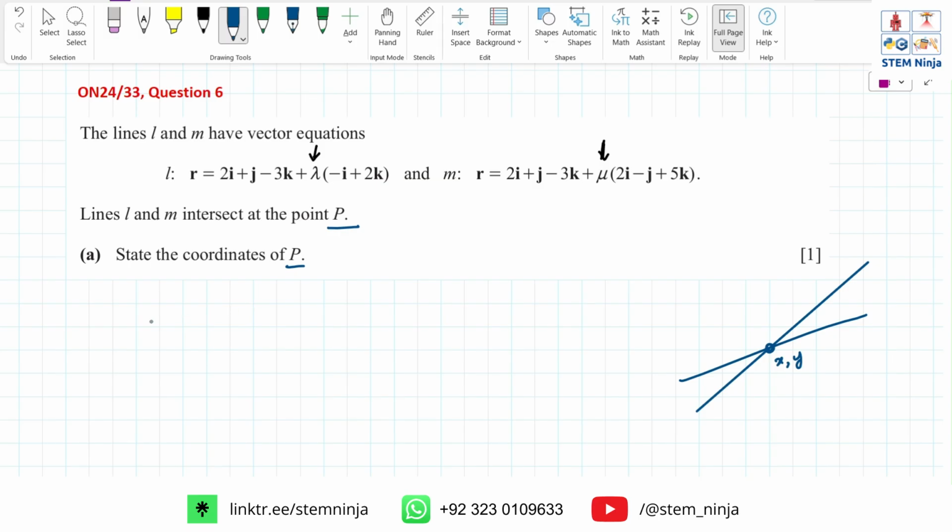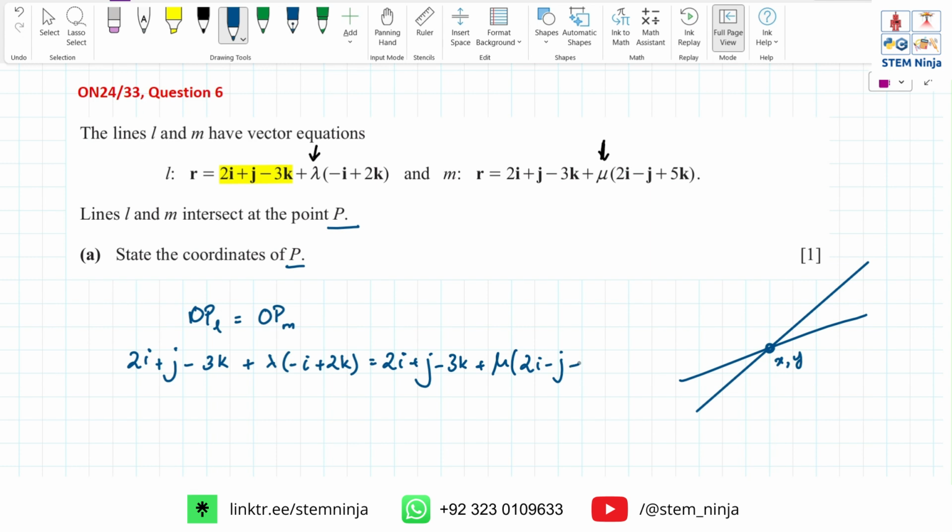Same thing happens here. So the position vector of the point of intersection P, let's say OP, on line L would be the same as coming from line M. So this means that we have 2i plus j minus 3k, this is the reference point on the line for line L, plus lambda times minus i plus 2k, equals 2i plus j minus 3k plus mu times 2i minus j plus 5k.